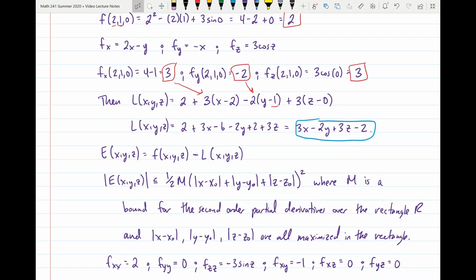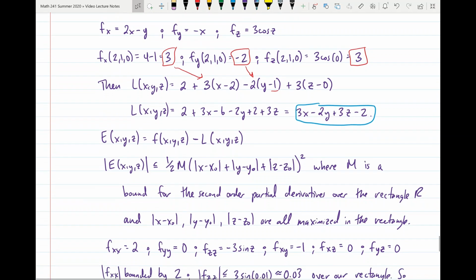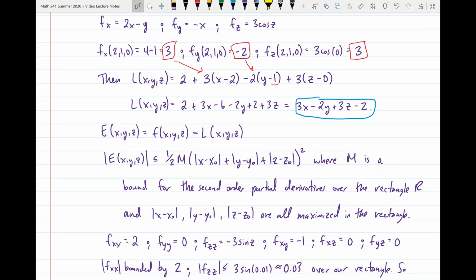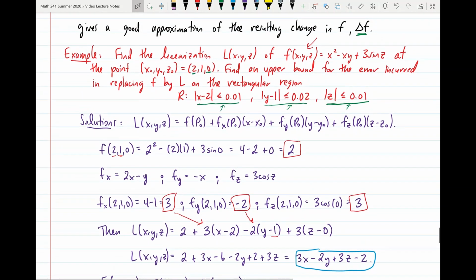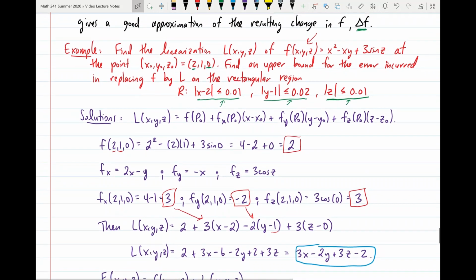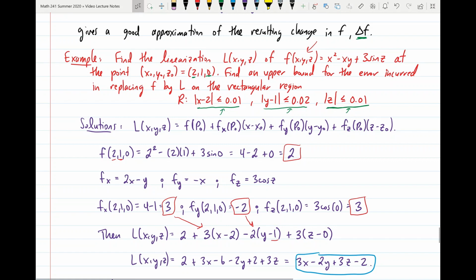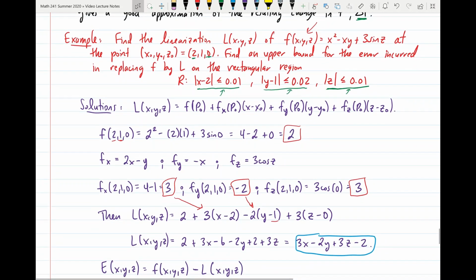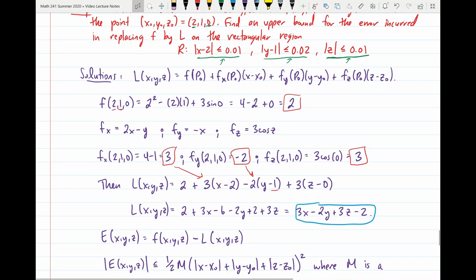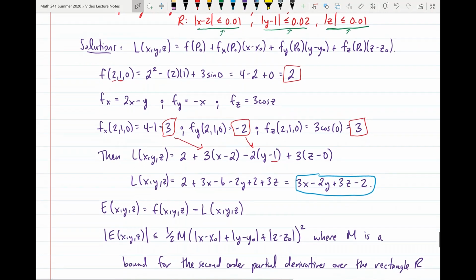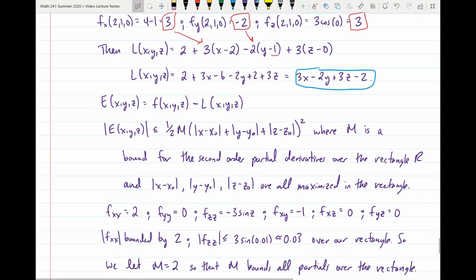If we simplify, we find that the linearization L of x, y, z is equal to 3x minus 2y plus 3z minus 2. So that answers the first part of the example. We found the linearization for the function f at the point 2, 1, 0. Now we want to find our upper bound for the error that is incurred when we replace the function f by L on that given rectangular region from above.